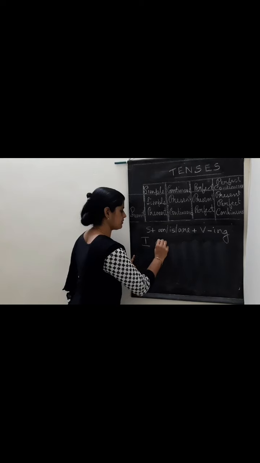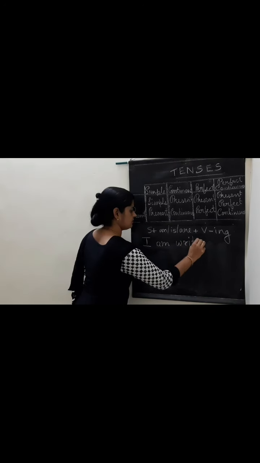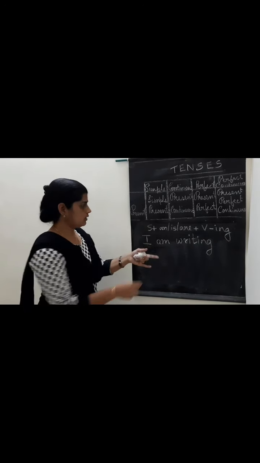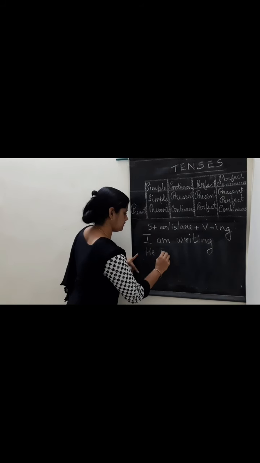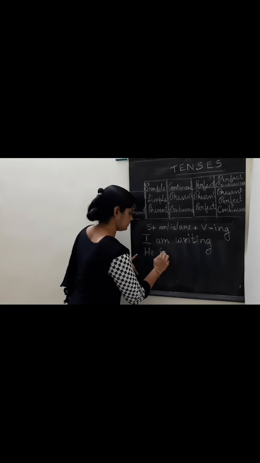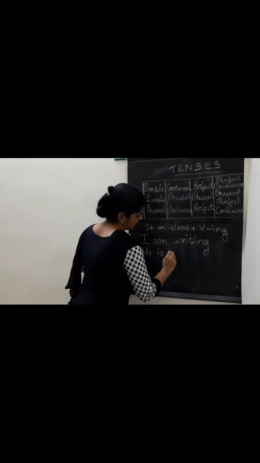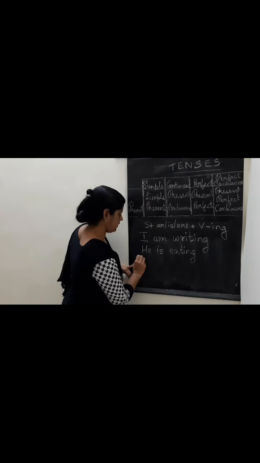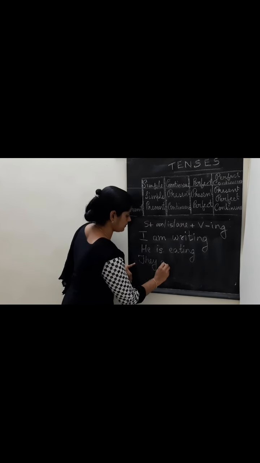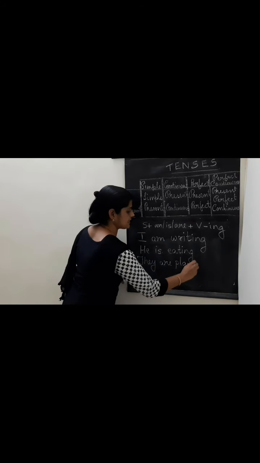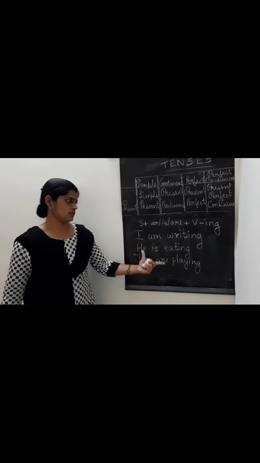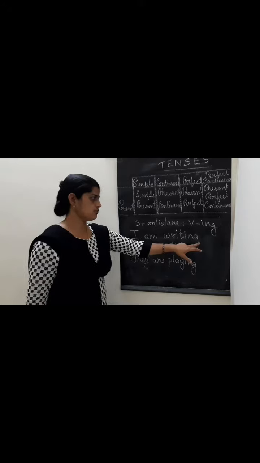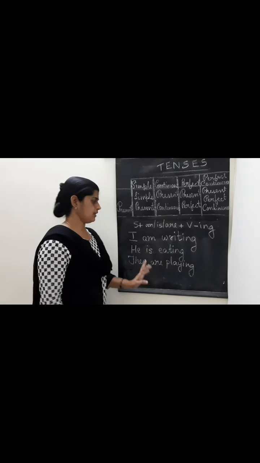I am writing. I am now writing. It is an action that is going on now. Now he is eating, or they are playing. These are three simple examples for present continuous forms. Okay, am or is or are plus ing form of the verb. Writing, eating, playing.